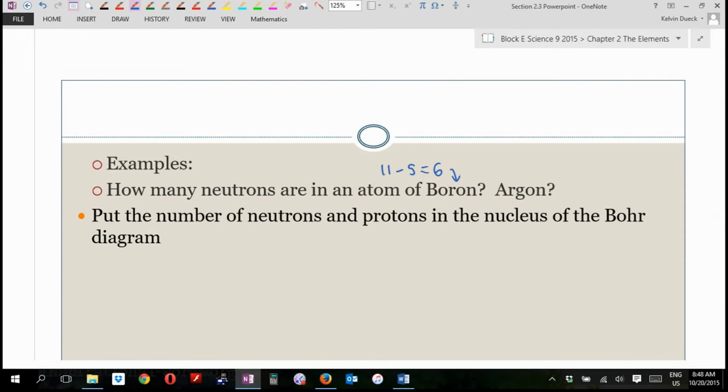How many neutrons are there in argon? Argon's atomic mass is 39.9, which is going to be 40 minus, what's its atomic number? 18, leaving 22. Okay?